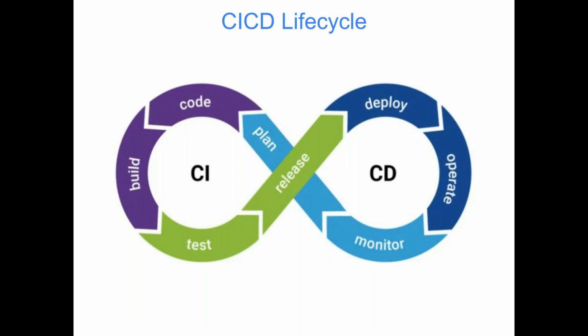So this is a complete circle, you can say. It's an ongoing process. You will plan something, then write the code, build it, test it, release it, deploy it, monitor for a few days, a few months, and then again come up with an enhancement plan, or maybe fixing some bugs, or altogether coming up with a new feature or existing features enhancement. That is a continuous process.